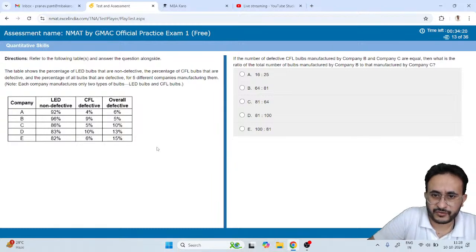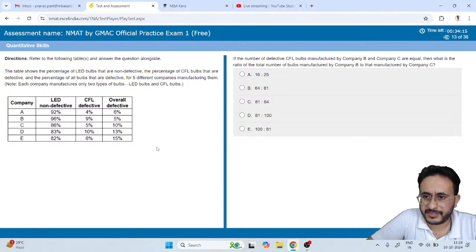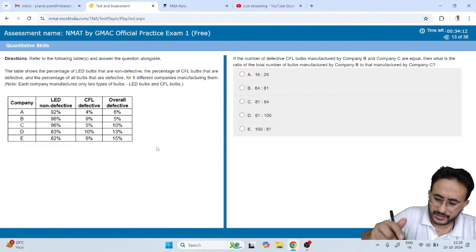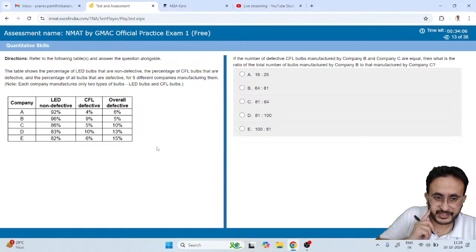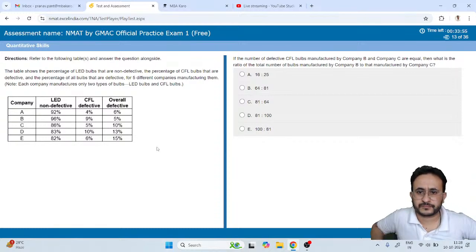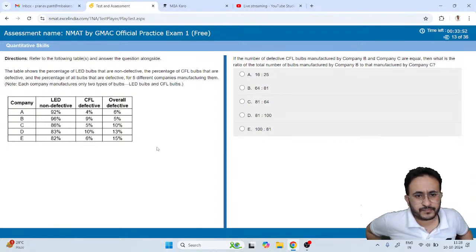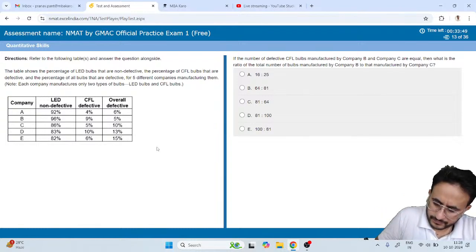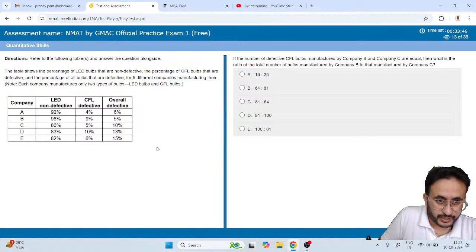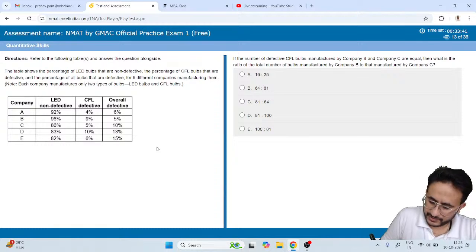It says what is the ratio of total number of bulbs manufactured by company B to that manufactured by company C. Now this CFL is 5:9. Okay, now we will find the ratio of CFL and LED. In B we have 9 and 5. LED, CFL, 4 and 9. Overall is 5. So we have 4:1.